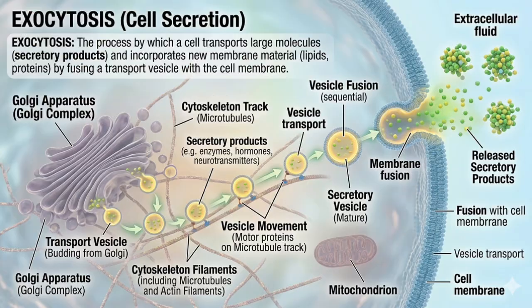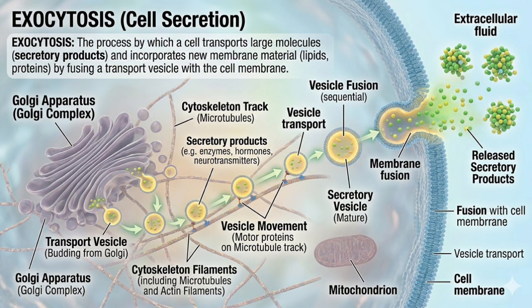The process begins with vesicle formation. Substances meant for export, such as proteins, enzymes, or hormones, are packaged into vesicles, often by the Golgi apparatus. These vesicles are then transported through the cytoplasm towards the cell membrane, guided by the cytoskeleton, a network of protein fibers that acts like an internal transport system.